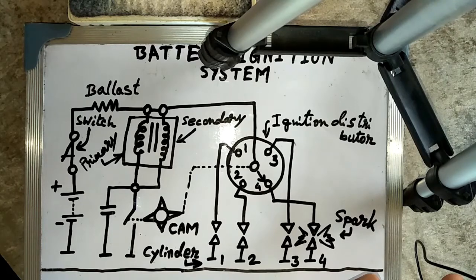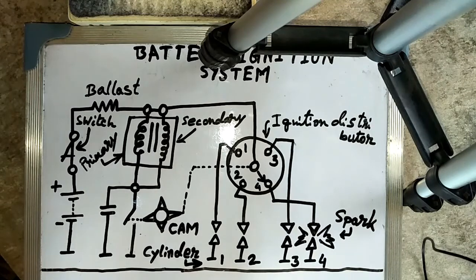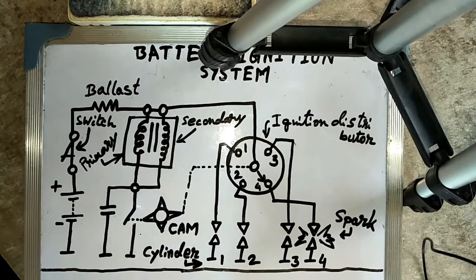When the breaker point opens, the current which had been flowing through the point now flows into the condenser, which is connected across the point. The condenser becomes charged and the primary current falls, and the magnetic field collapses. The collapse of the magnetic field induces a voltage in the primary winding.